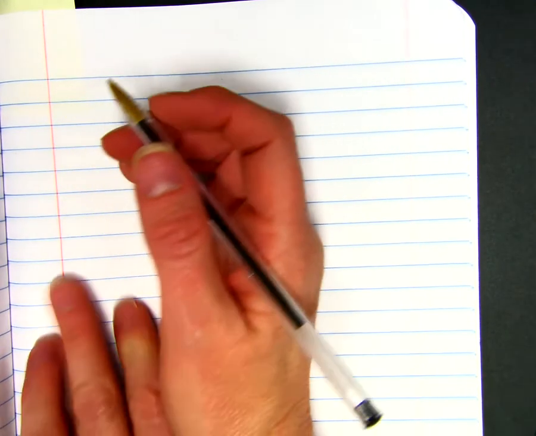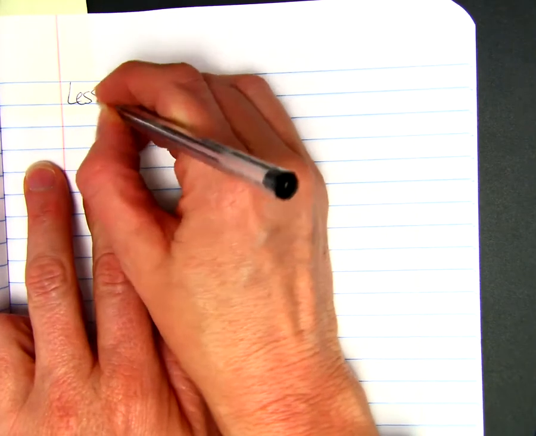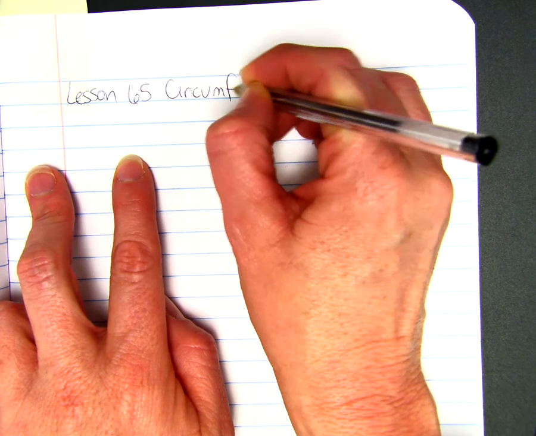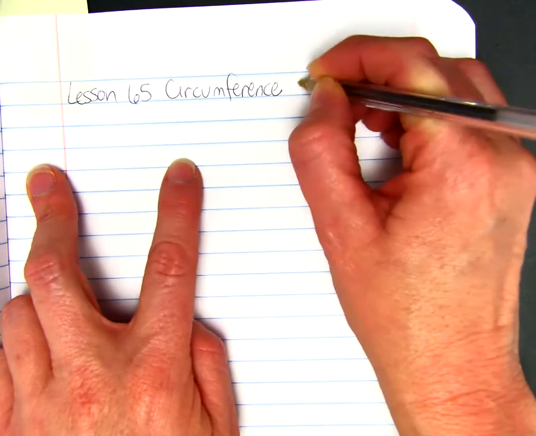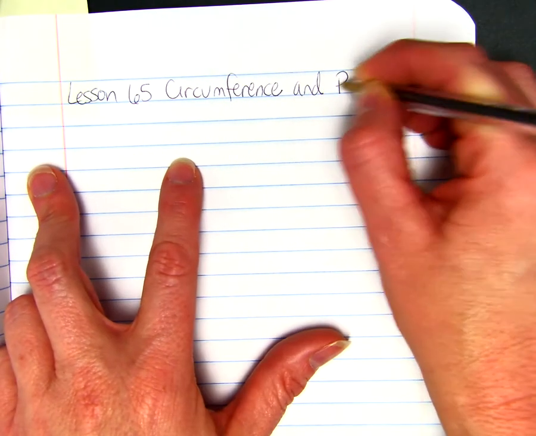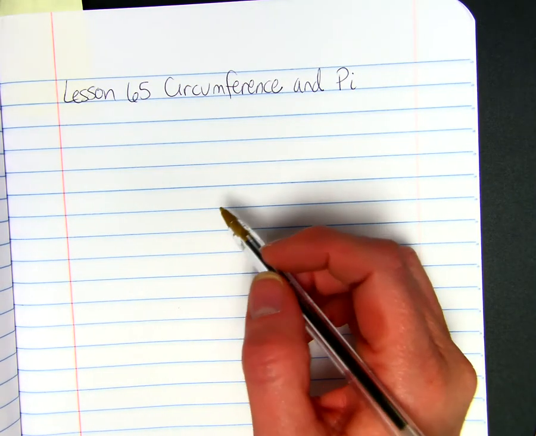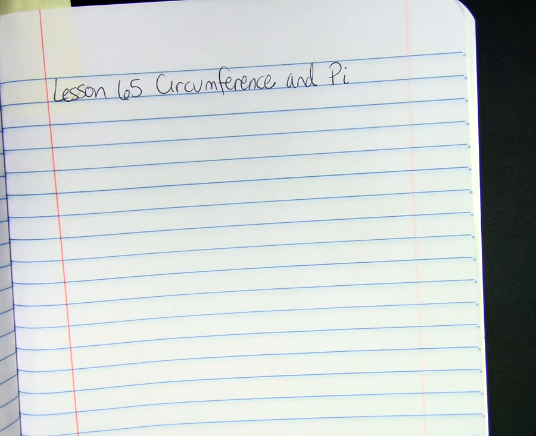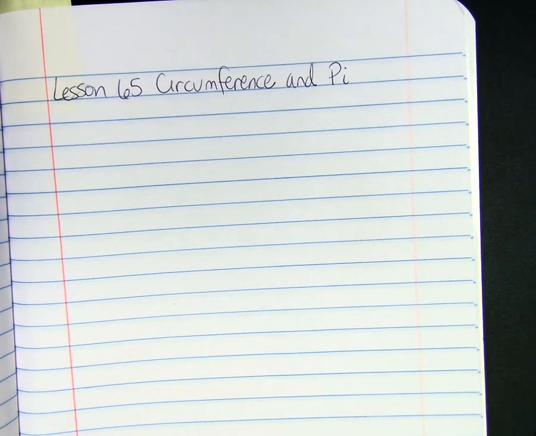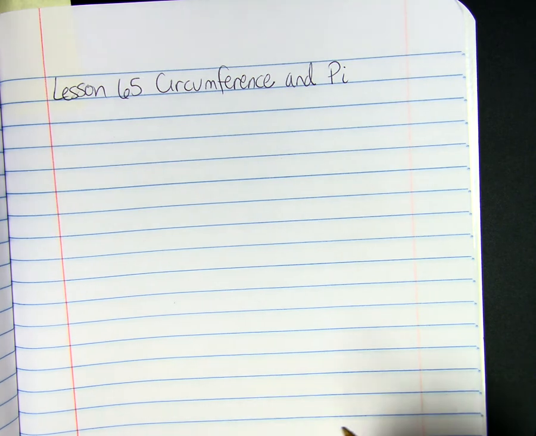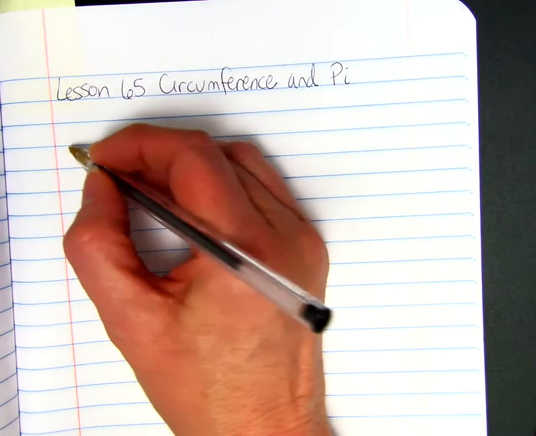Lesson 65, Circumference and Pi. Circumference and pi have to do with a circle. So we're going to name parts of a circle and talk about circles.